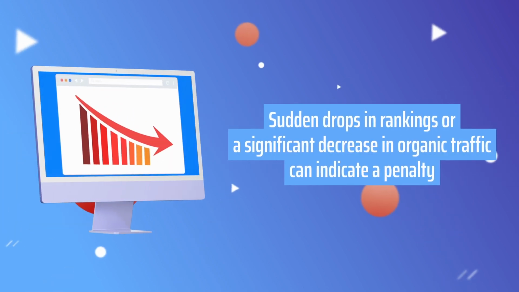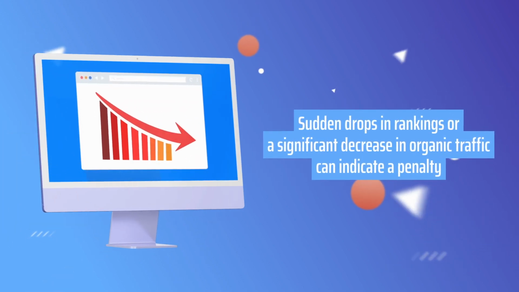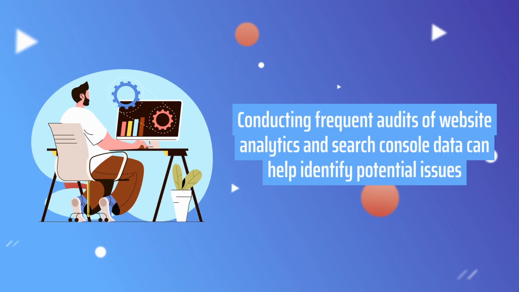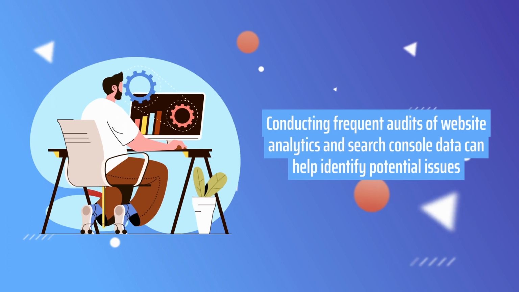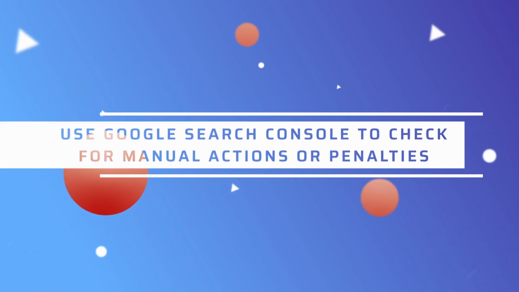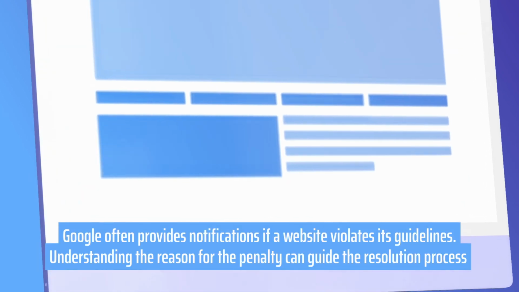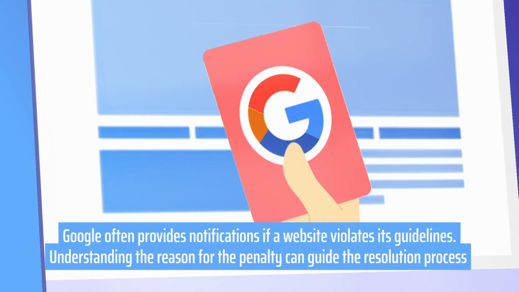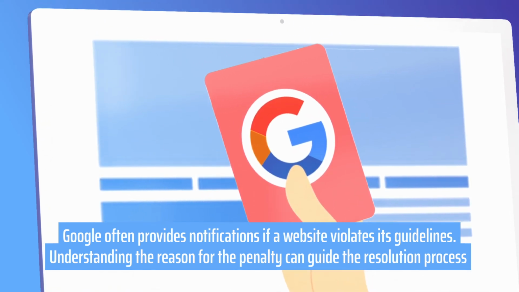Sudden drops in rankings or a significant decrease in organic traffic can indicate a penalty. Conducting frequent audits of website analytics and Search Console data can help identify potential issues. Second, use Google's Search Console to check for manual actions or penalties. Google often provides notifications if a website violates its guidelines. Understanding the reason for the penalty can guide the resolution process.